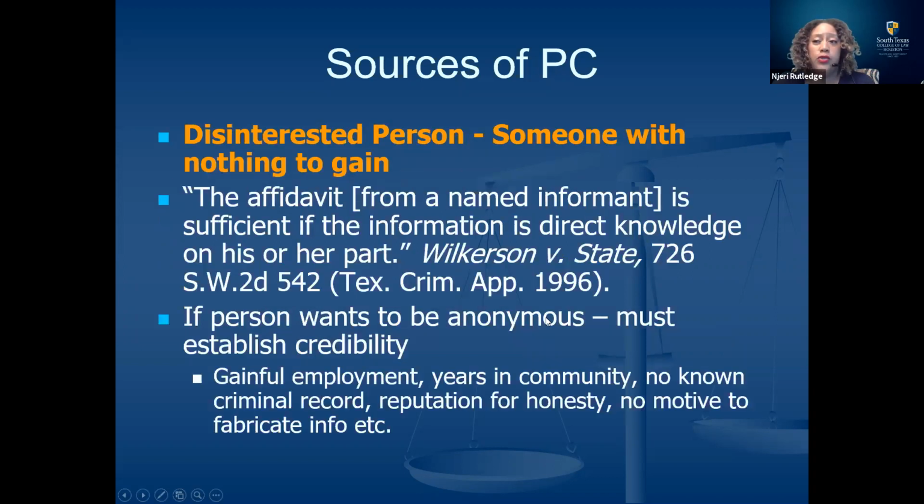Now, you may have a disinterested person. If they have nothing to gain, you would say that the affidavit, and you would say the name, is sufficient if the information is based on direct knowledge on his or her part. If the person wants to be anonymous, you then have to establish credibility. You can do that by talking about the years they've been in the community, how many years they've been gainfully employed, that they don't have any known criminal record, if they have a reputation for honesty. Don't let officers skip this step. If there's a witness that sees something, the officer needs to be able to somehow vouch for or highlight why they're credible and why their information should be believed.